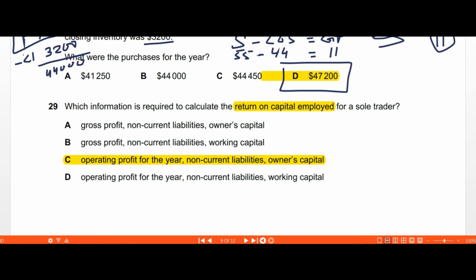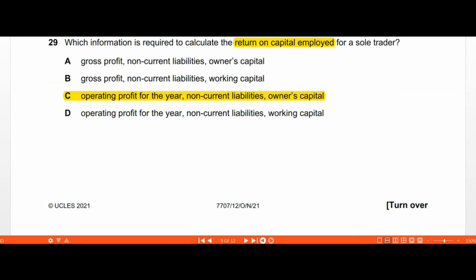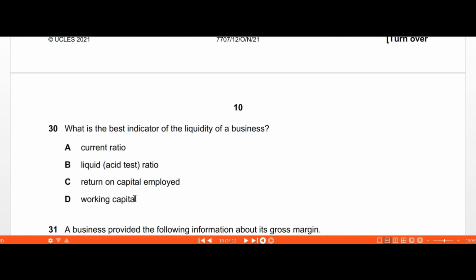capital employed, because I have mentioned this earlier that capital employed is your capital invested in the business plus any profits plus any long-term liabilities, that are your non-current liabilities. So operating profit divided by capital employed will give you return on capital employed, and this is option C over here. Moving on to question number 30.